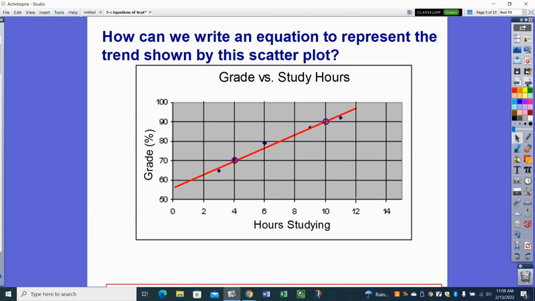So today, we're going to take those ideas that we already have, and we're going to take the last video of our trend lines and try to make predictions, but not use the graph. Instead, we're going to use our function rule, our equation, y equals mx plus b.